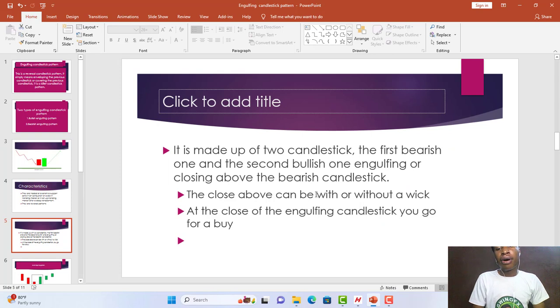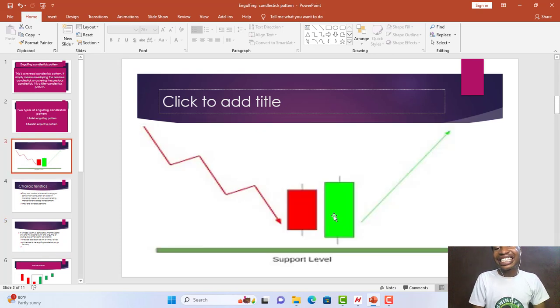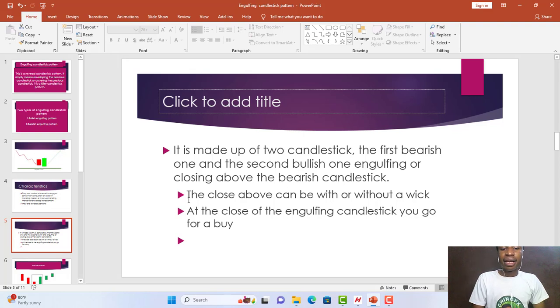The close above can be with or without a wick, provided the body has eaten up the previous candlestick. The bullish candlestick can be with or without a wick. At the close of the engulfing candlestick, you go for your buy. You don't necessarily need to wait for any further candlestick confirmations.